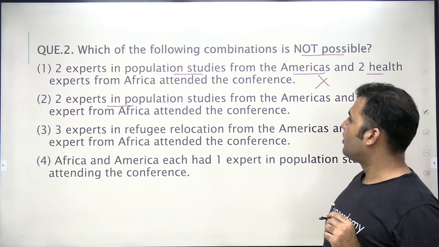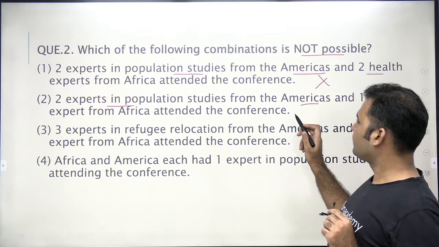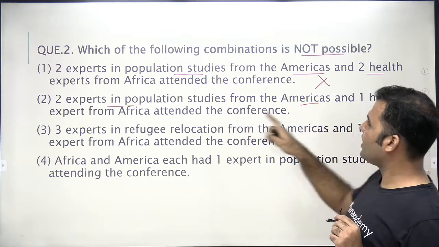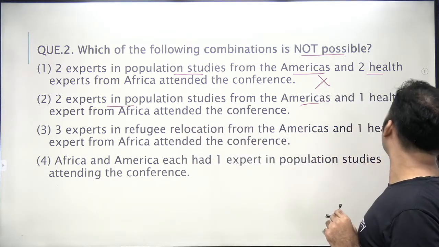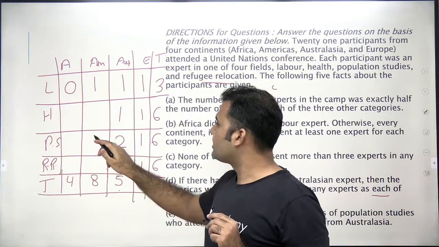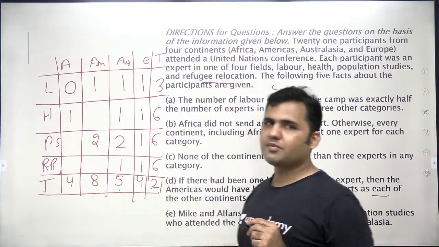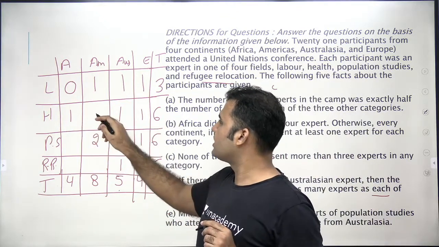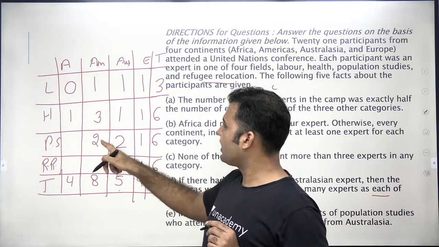2 experts in population study from America, and 1 health expert from Africa. So the question says, if I take 2 here and 1 here, is it a possible option? Let's check. The total here is 6, so this value will be 3. 3 plus 2 is 5, 5 plus 1 is 6.